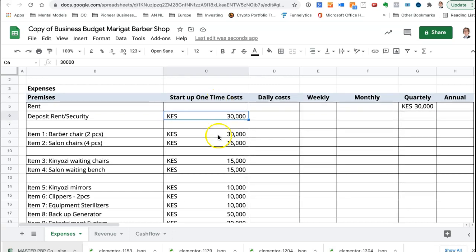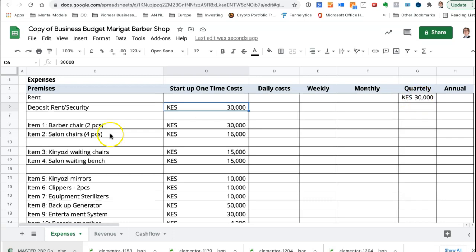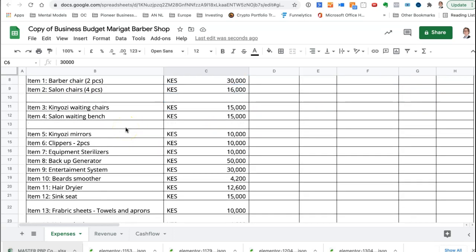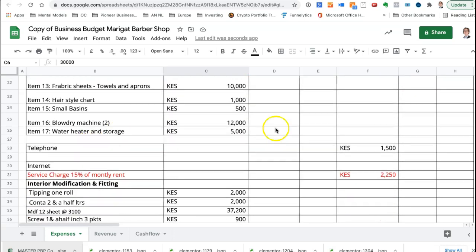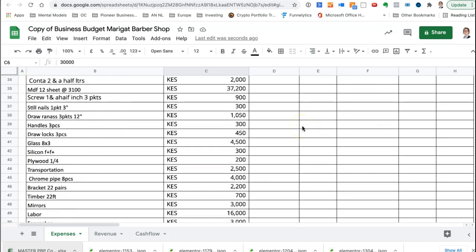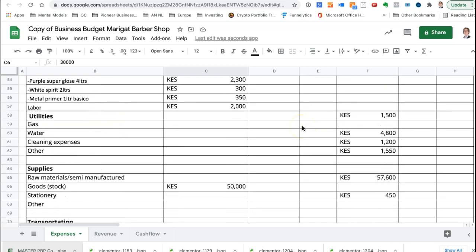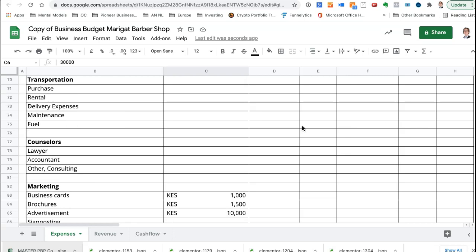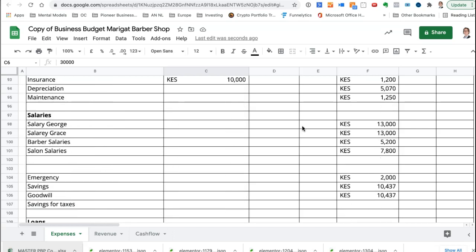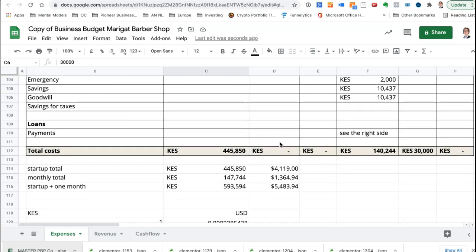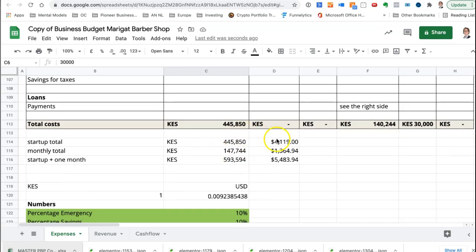This is an example of a barbershop in Kenya. So we have some one-time costs, some quarterly costs, some monthly costs and everything. This is a real-time budget. We have transportation, marketing, salaries, everything is on here. Here we have startup cost of around $4,000 and monthly total of 1,000, and startup plus 1 month is around $5,000.